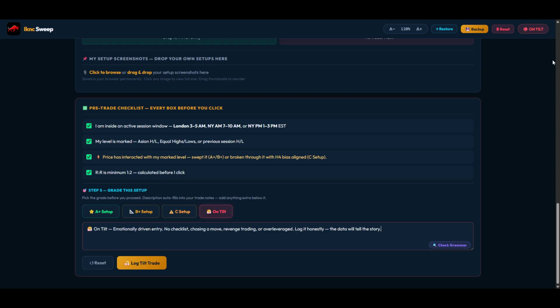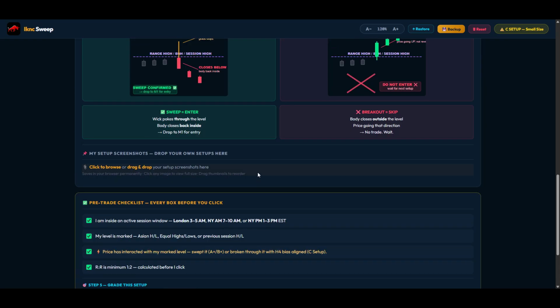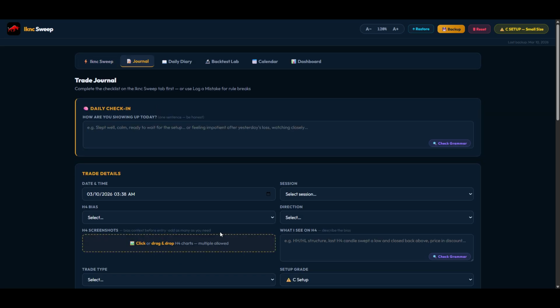I'll give you something else. If I'm on tilt, that's when you just go bonkers. You lost the trade and you just try to get it back. You just throw out your entire strategy. A plus setup, green. B plus setup, blue. So we're going to go with a C plus right now. We're going to go ahead and hit log the trade.